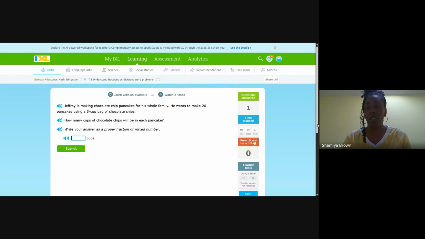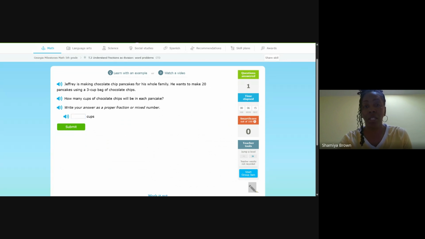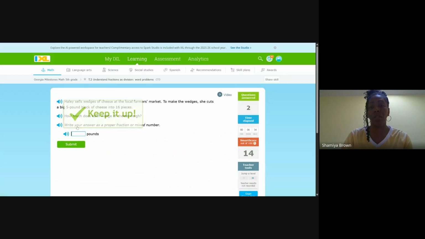So let's look at this one again. Jeffrey is making chocolate chip pancakes for his whole family. He wants to make 20 pancakes using 3 cups bag of chocolate chips. So he has 3 cups of chocolate chips, and he's dividing it by the 20 pancakes. So yeah, it should be 3/20 cups. Okay.